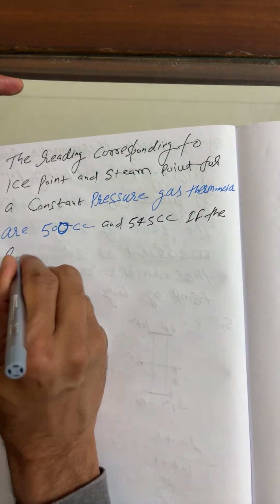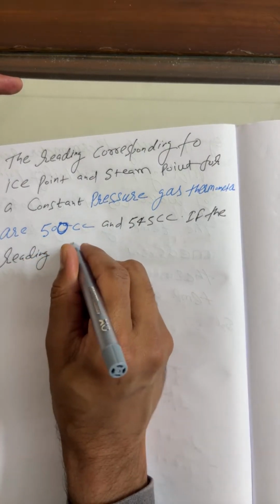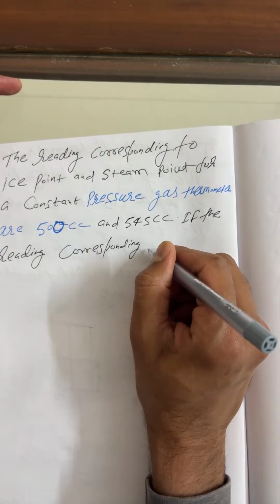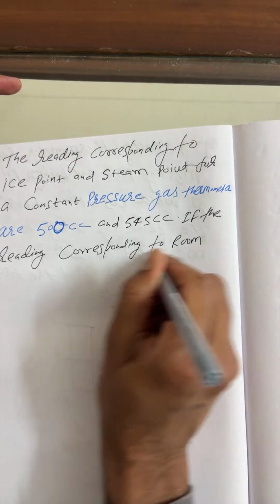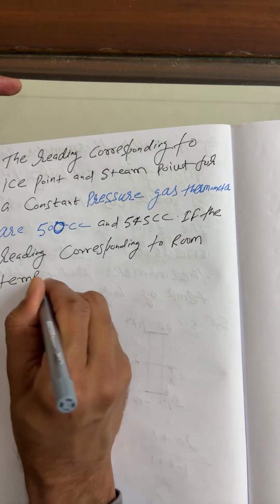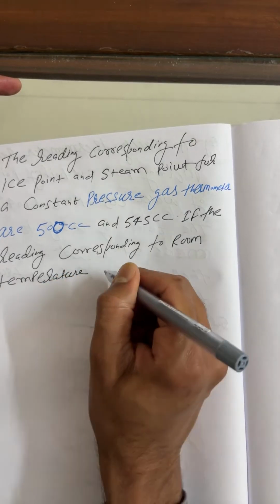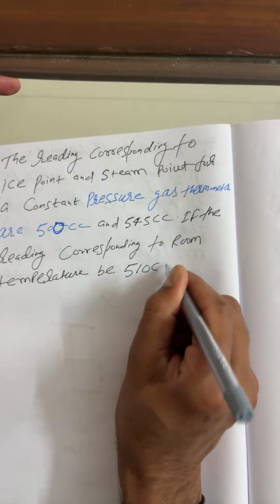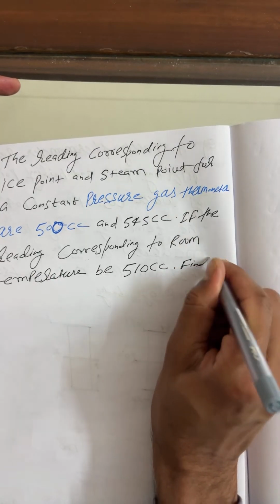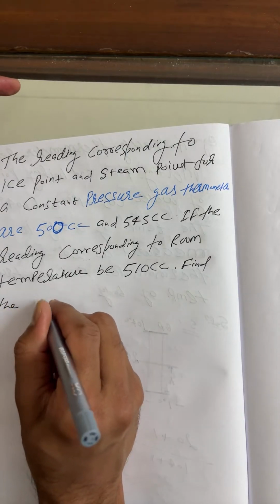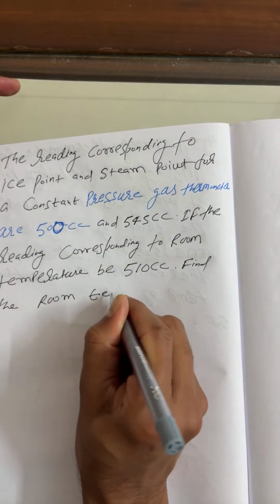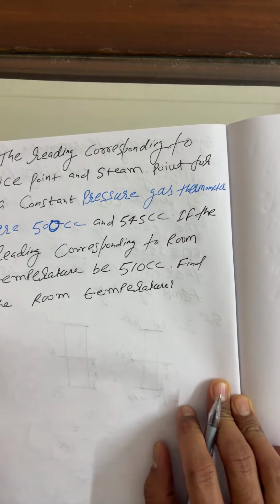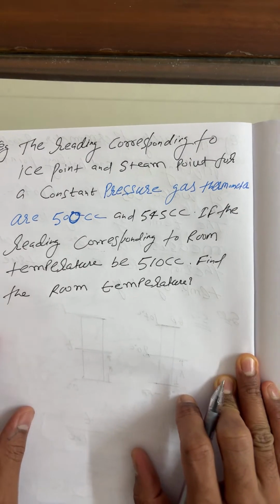If the reading corresponding to room temperature be 510 cc, find the room temperature.